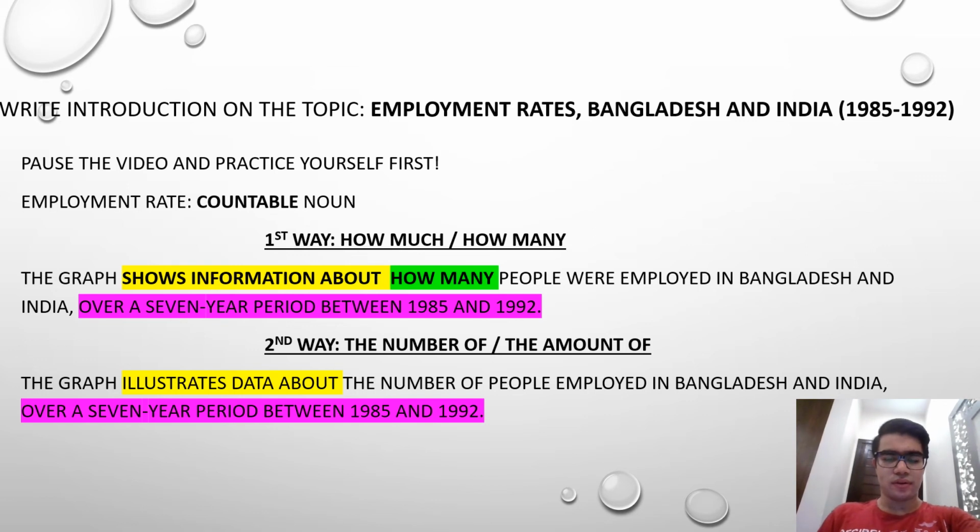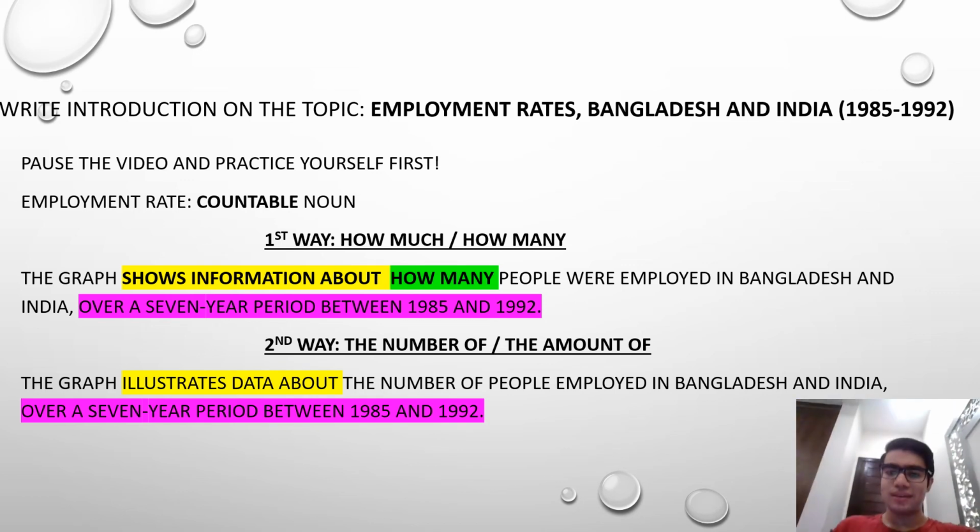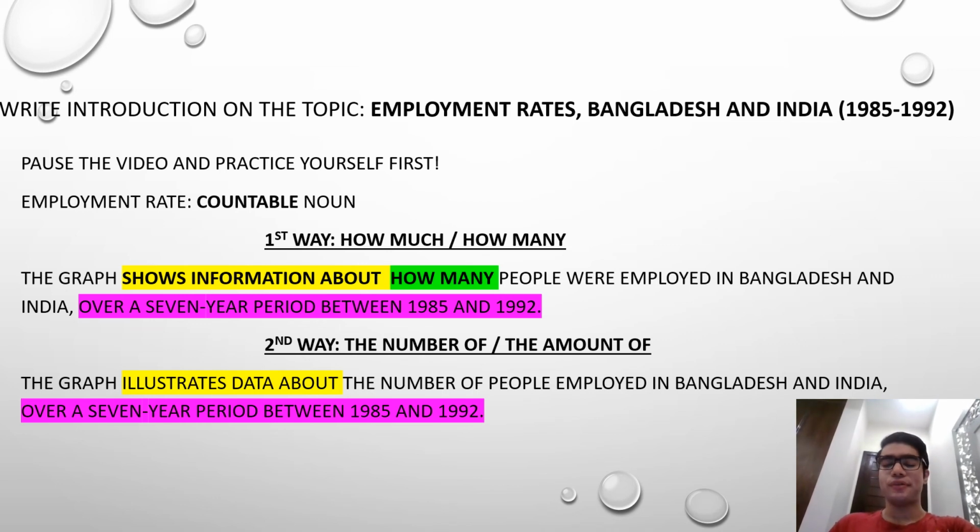Because if you practice, then only you will achieve perfection. Okay. So the topic question is employment rates in Bangladesh and India between 1985 and 1992. Pause the video and practice yourself first. But I would say that employment rate is a countable noun because it has a plural form. You can see it in the question itself. It says rates. Rates means that it's a plural form, so it's a countable noun. That means you should use how many or the number of. In the first way, you could either say how much or how many, but since it's a countable noun, you should say how many.